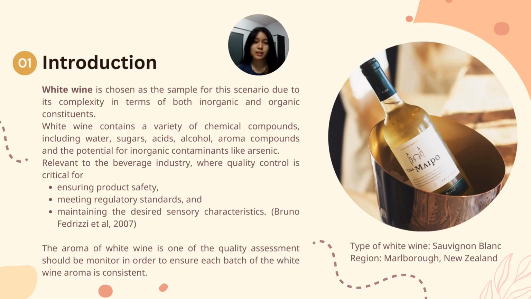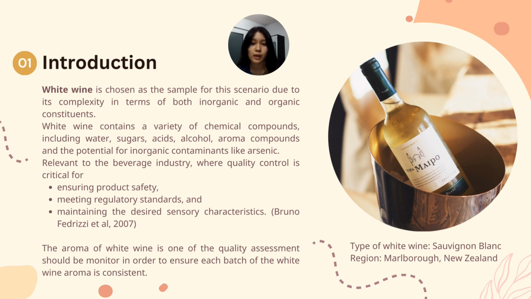White wine is chosen as the sample for this scenario due to its complexity in terms of both inorganic and organic constituents. White wine contains a variety of chemical compounds including water, sugars, acid, alcohol, aroma compounds such as 3-mercaptohexanol, and the potential for inorganic contaminants like arsenic. Analyzing white wine presents a real-world scenario relevant to the beverage industry, where quality control is critical for ensuring product safety, meeting regulatory standards, and maintaining the desired sensory characteristics.